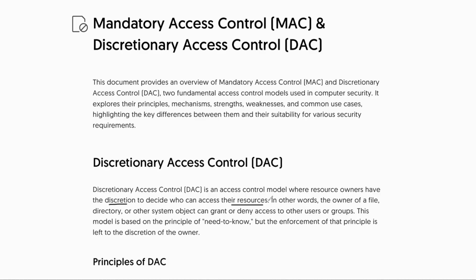This model is based on the principle of need to know, because you can grant or deny access based on the user groups. But the enforcement of that principle is left to the discretion of the owner. You will be the one deciding what level of access is required, whether you require read only or you require edit or you want to give that permission. So we'll jump into the principles of DAC.